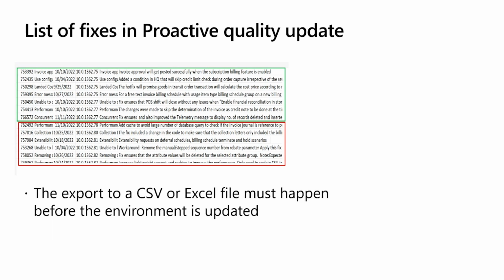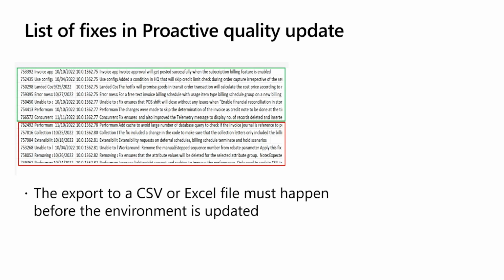Okay. And one important point is that this export to CSV, or identifying the list of fixes, must happen before an environment is updated, because as soon as it is updated, you lose these fixes. So the LCS view update only shows the fixes which are not part of your environment.